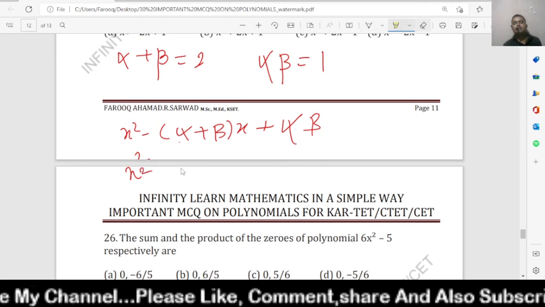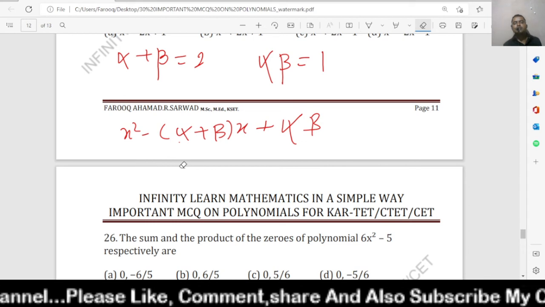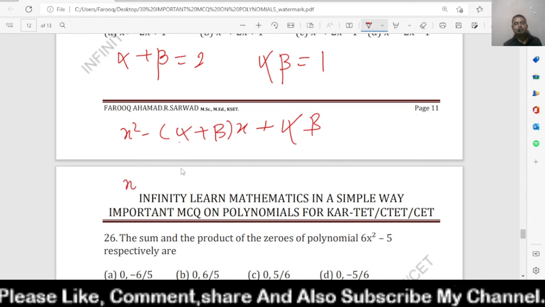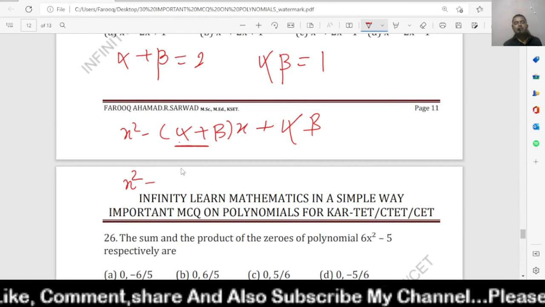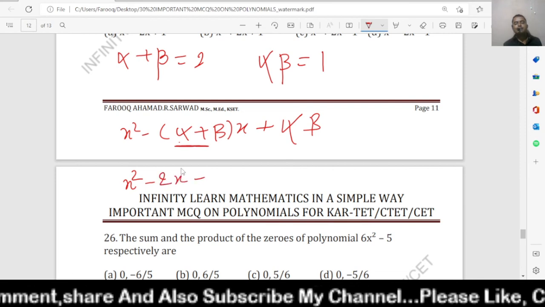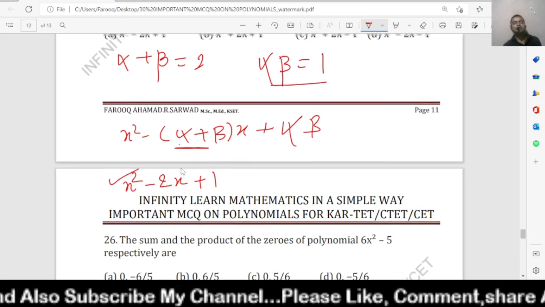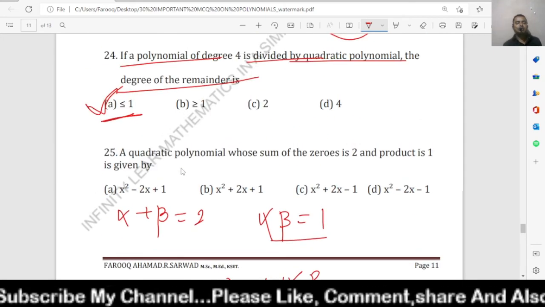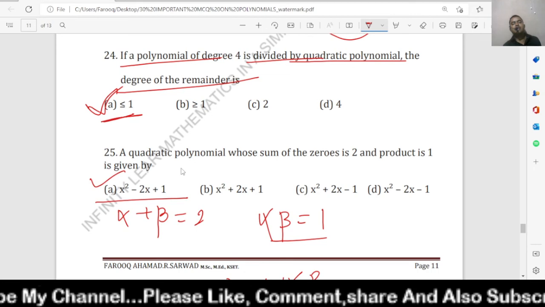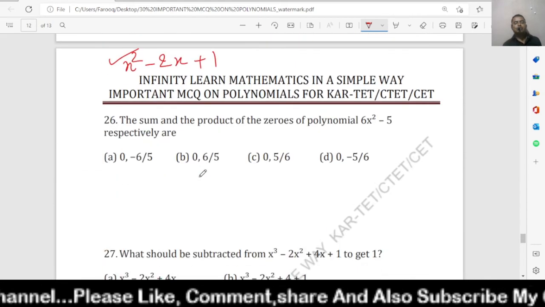Wait a minute, I want to rub this part. That is x square minus, what is the value of alpha plus beta? 2x plus alpha into beta is 1. So x square minus 2x plus 1. Which option is correct? Option A is correct.